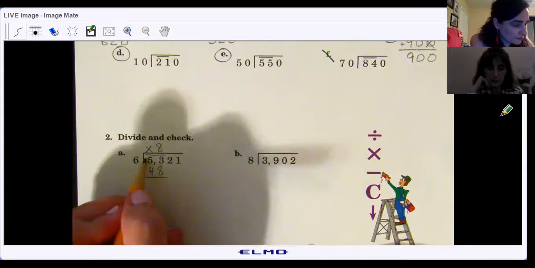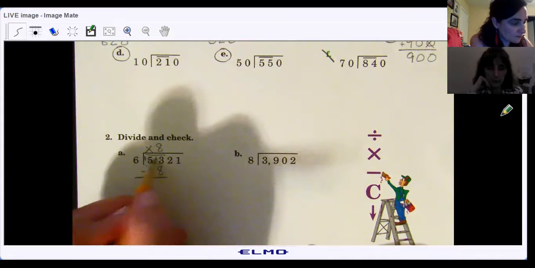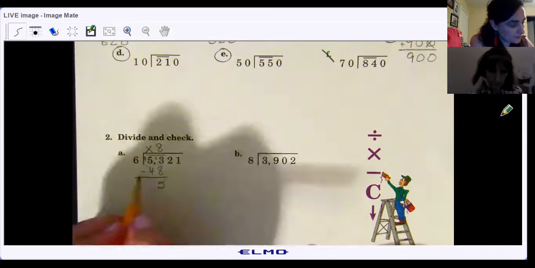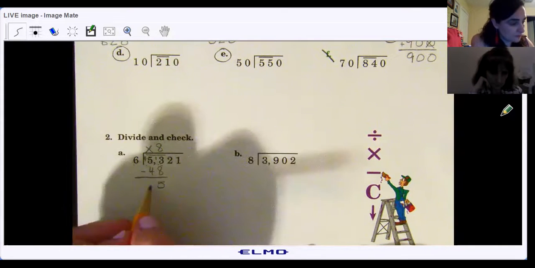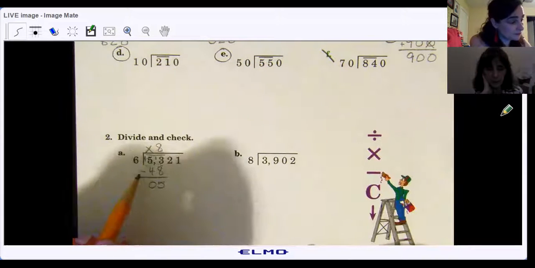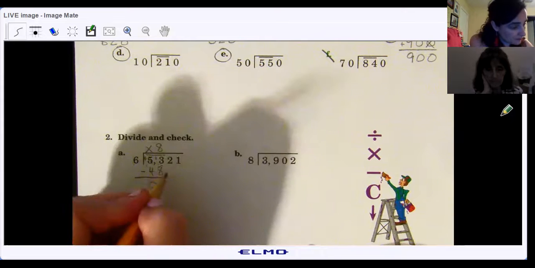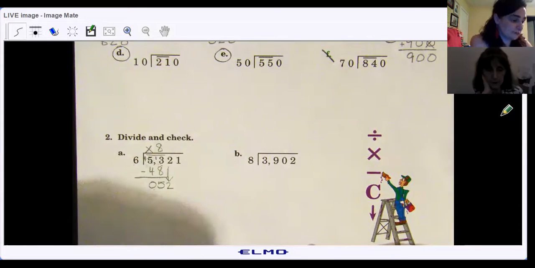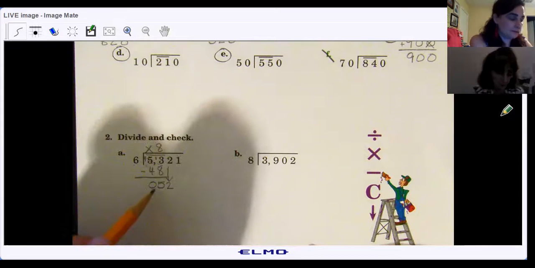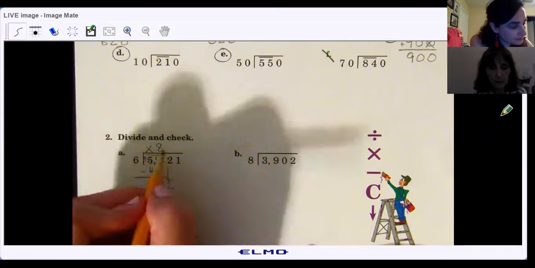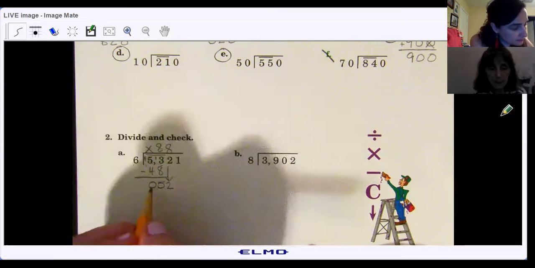Okay, 3 can't take away, you have to borrow. 13 take away 8 is 5. And 4 take away 4 is 0, you don't have to do. All right, now 6 will not go into 5, but you have help, bring down. When you bring down, you have to go back into your steps again. How many 6s are in 52? All right, well, there's 8, like we did before. So 8 times 6 is 48.